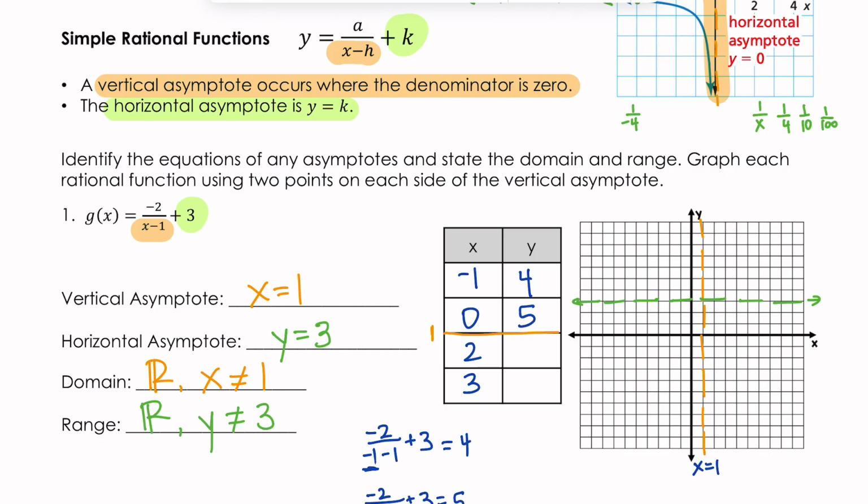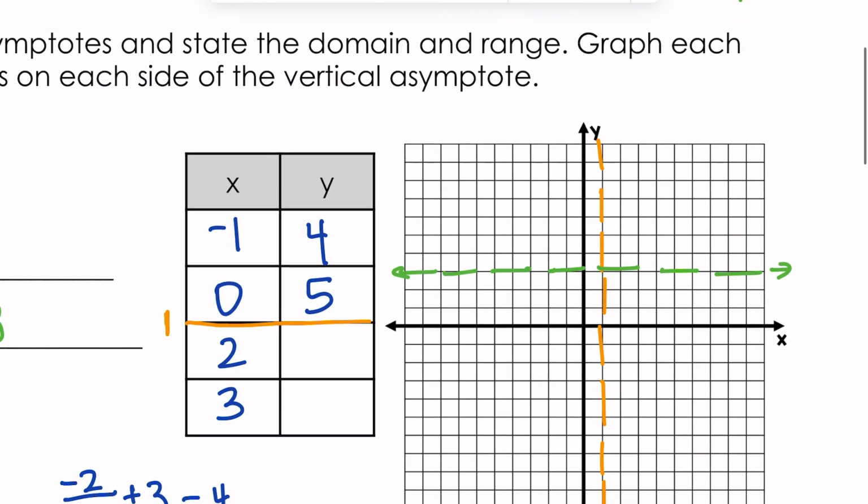Okay, and I'm going to go ahead and plot those points. So -1 comma 4, and 0 comma 5. And those are enough to sketch this graph. Remember, when we're sketching the branch, we never want to cross over either asymptote. So we're going to go through those 2 points, but then we're just going to get close to both the vertical asymptote and the horizontal asymptote, and curve it in there.